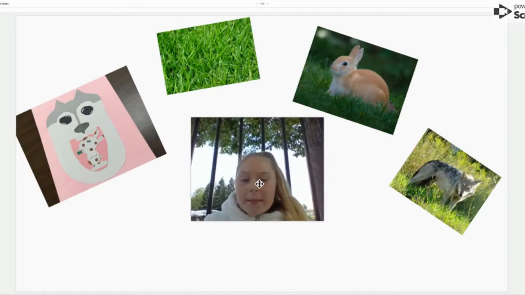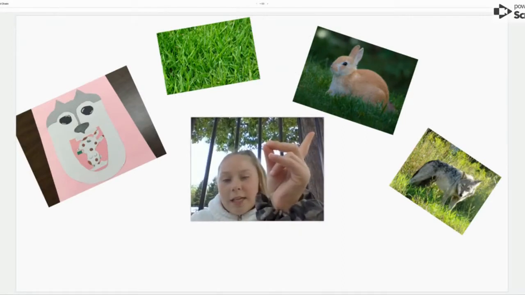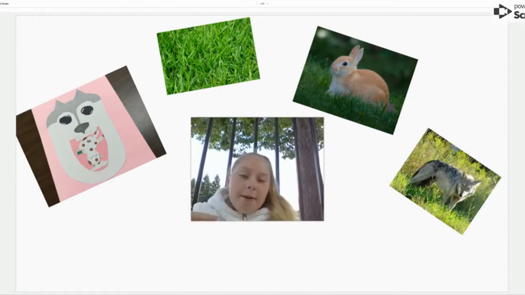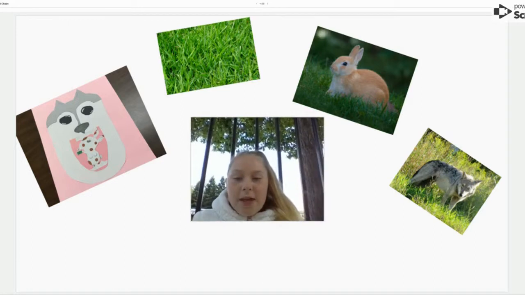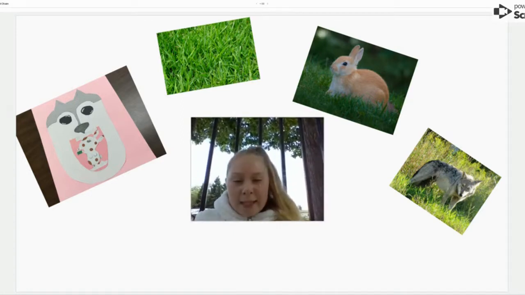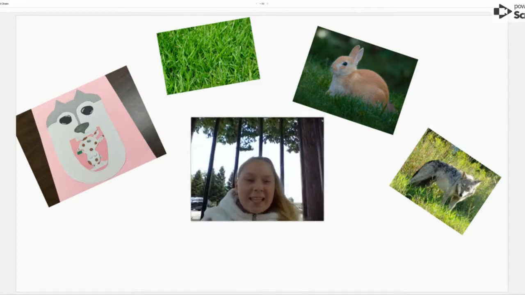So, this is my food chain over here. And then the bunny, which is eating the grass, and the gray wolf, which is over here, is eating the bunny. And so that is my food chain, and that is all happening in Yosemite National Park. So that is my food chain, bye.